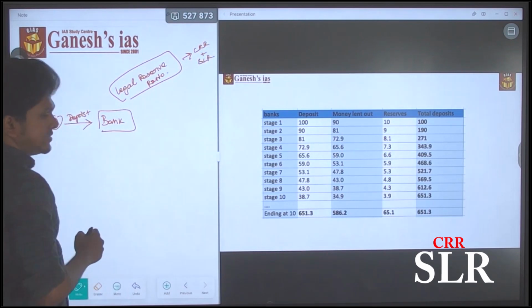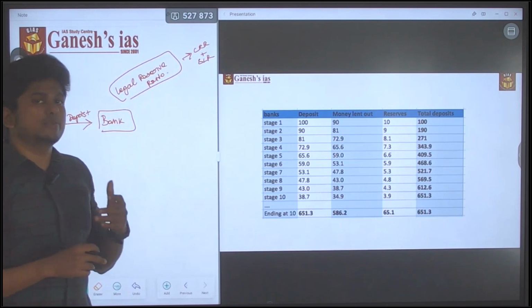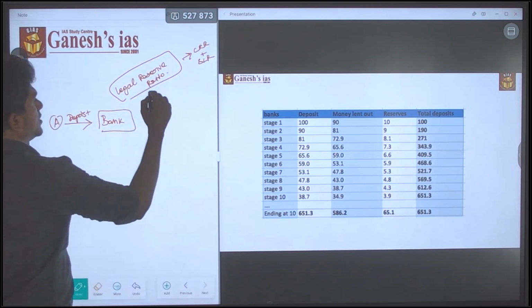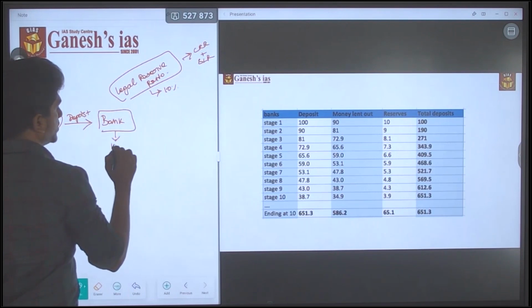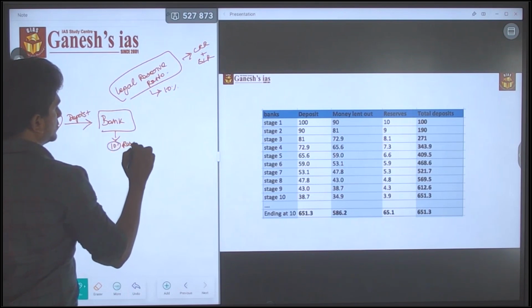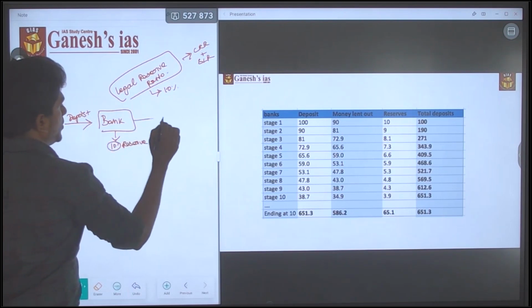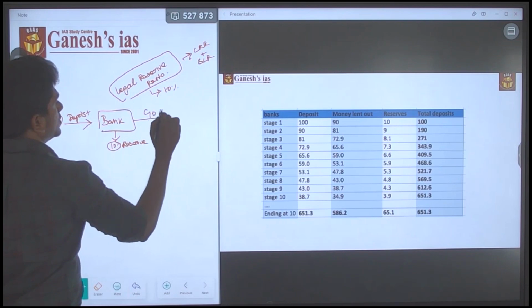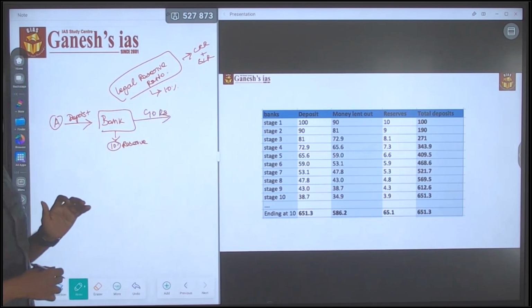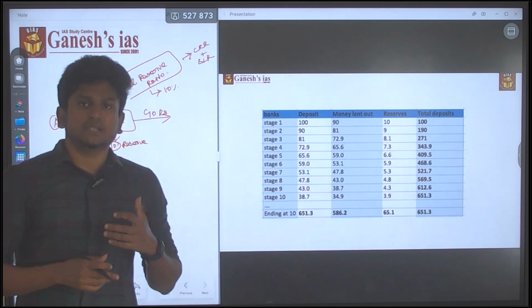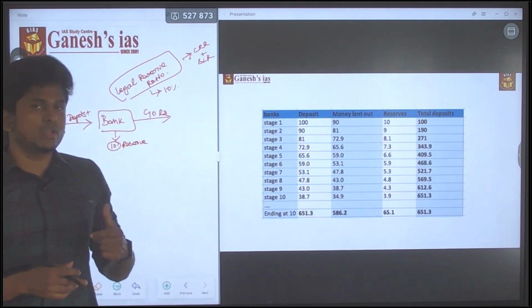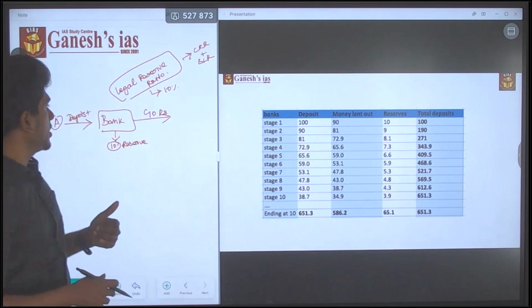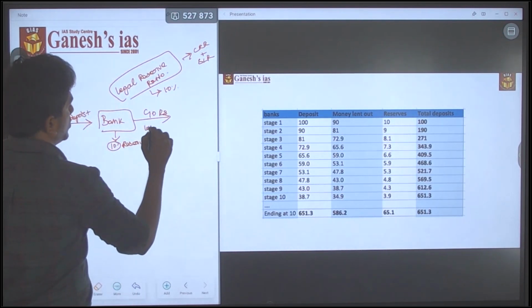For your consideration, just make it 10%. With the legal reserve ratio at 10%, the bank has to keep 10 rupees as a reserve, and the remaining 90 rupees they will lend to the public. Through lending that money they make a profit, which they use for the survival of the bank. So the 90 rupees is what they are going to lend.